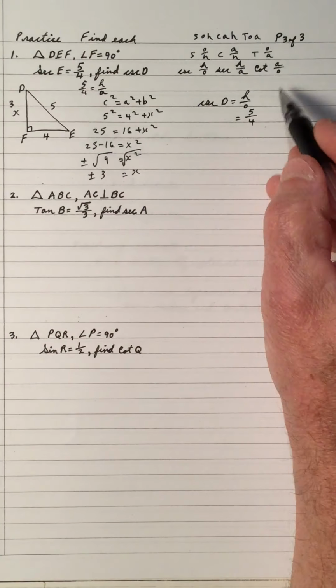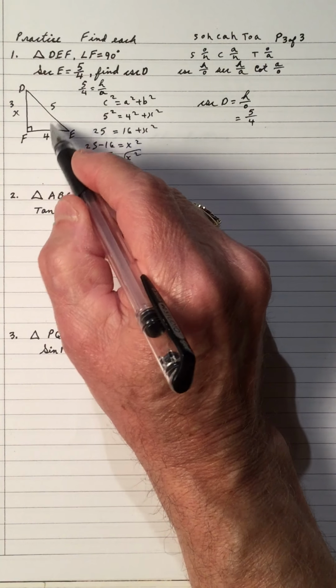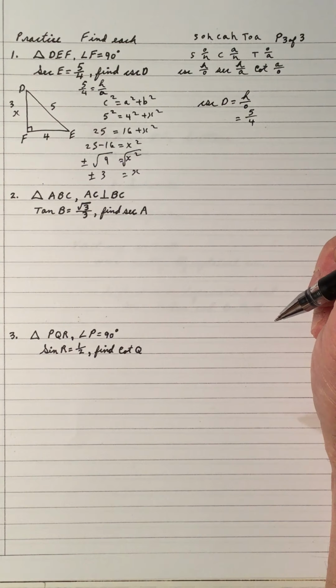Cosecant of D, again, just check hypotenuse over opposite. There's angle D, hypotenuse over opposite, 5 over 4. Perfect.